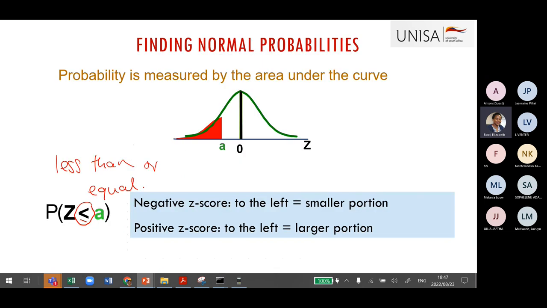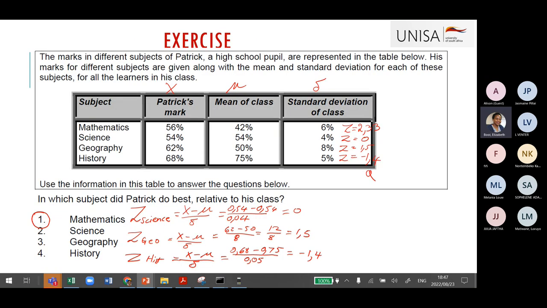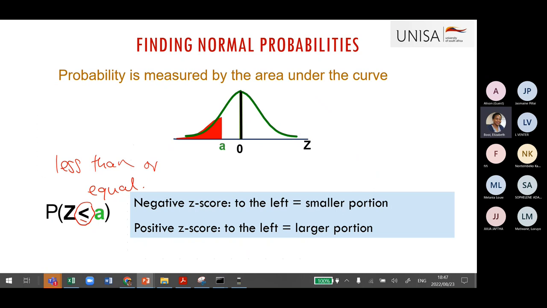If the answer of your z-score is negative, and the question was to find the probability of z less than, then we're going to locate the probability on the smaller portion. What do I mean by smaller portion? I'm going to show you the table just now. If the answer is positive, like 1.5 or 2.3, then we're going to look at the value from the larger portion. What do I mean?